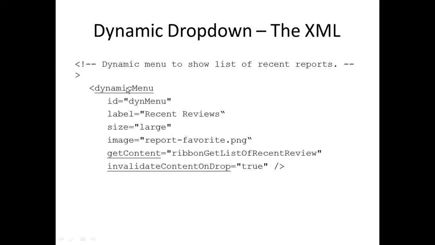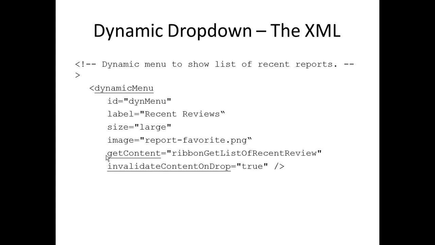It still has an ID, it has to be unique, it has a label that we can make as we want. And I have a size large, I have an image on it. Then it has a get content, that's a new tag, we haven't seen that before. And there's the invalidate content on drop, which basically means as the user clicks the button, it has to invalidate the content, and the meaning of invalidate is that it makes it reload the content.